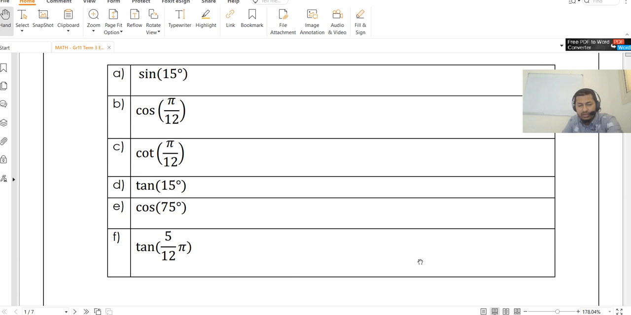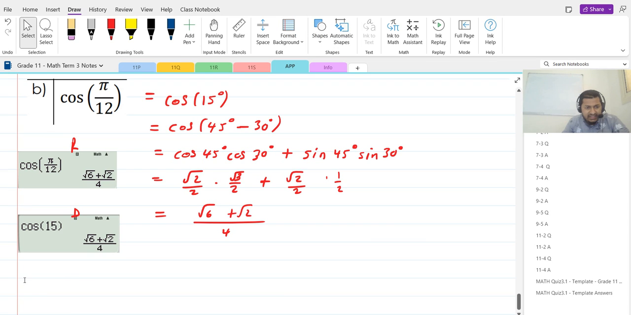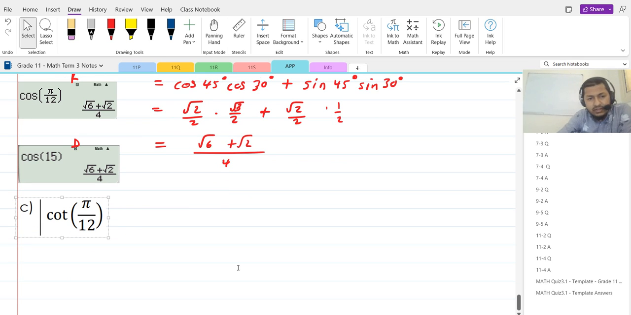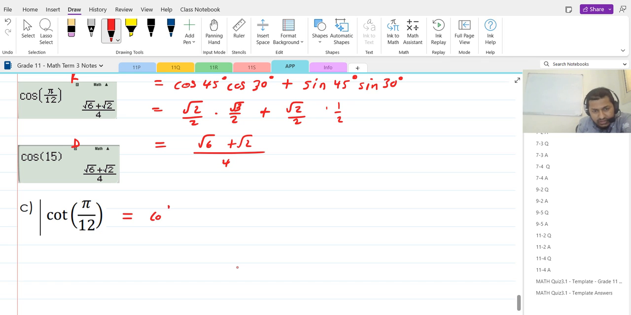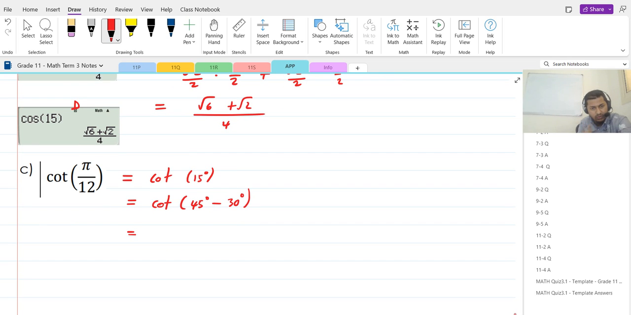Cot pi by 12. Right, cot pi by 12. As I said, you can use the formula to get the answer. Otherwise, what I will do is I'll just use cos over sine. Right. So what I will use is, let's see. Cot pi by 12 is cot 15 degrees. Now to get 15 degrees, you gotta say cot 45 minus 30 degrees.